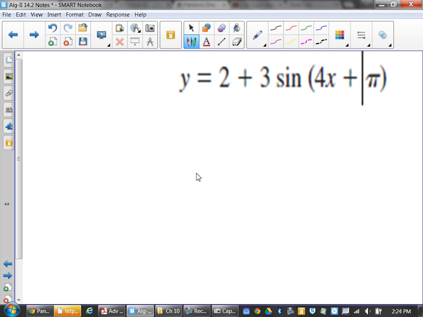Correct. What happens a lot of times is they're going to hide the b value on the interior of the parentheses, so you have to factor it out. So when you do that, you wind up with 2 plus 3 sine 4 times the quantity x plus pi over 4. It's not 12 sine, because see how the 4 was stored inside the parentheses? The 3 is the a value because it's in front of the sine. The b value wasn't there until I took it out of the parentheses.